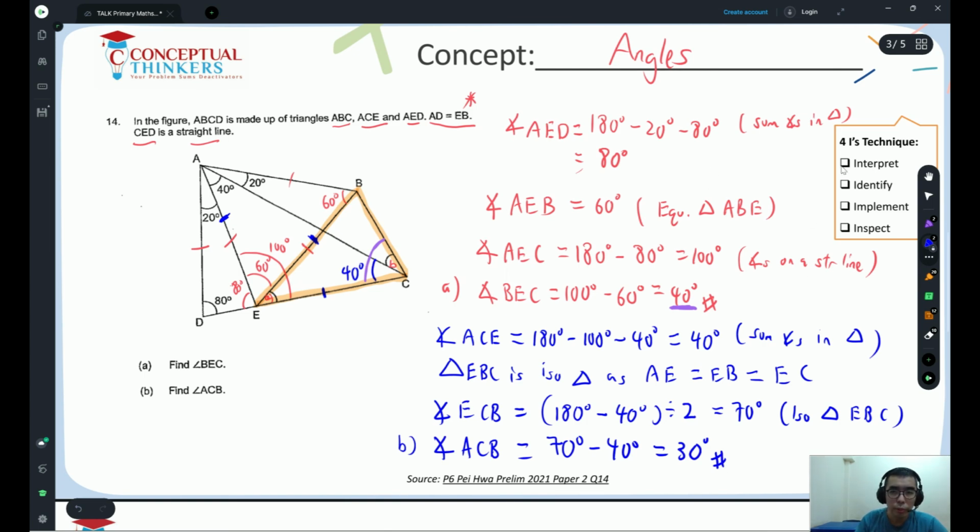Okay, so we already interpreted the question, then we identified that it's testing us on angles. So we implement the steps with all the properties that we have learned. And finally, you should inspect your solution to see whether all the properties that you have written down are the correct properties, and whether you have calculated everything correctly, and ensure that you didn't make any transfer error.